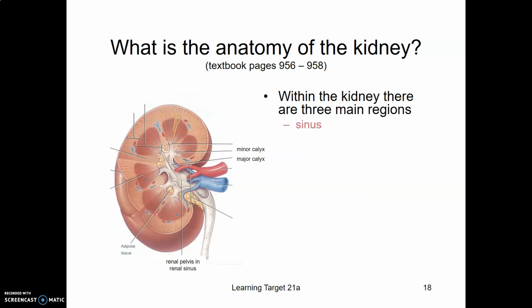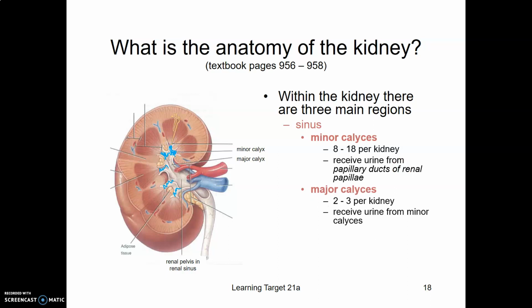The last region we have is the renal sinus, made up of the minor calyces. So those guys. And there are about 8 to 18 per kidney, depending upon how big the kidney is. So bigger people will have more pyramids, thus they'll have more minor calyces. So this is going to receive the urine from the renal papilla, and it's going to send it to the major calyx or calyces.